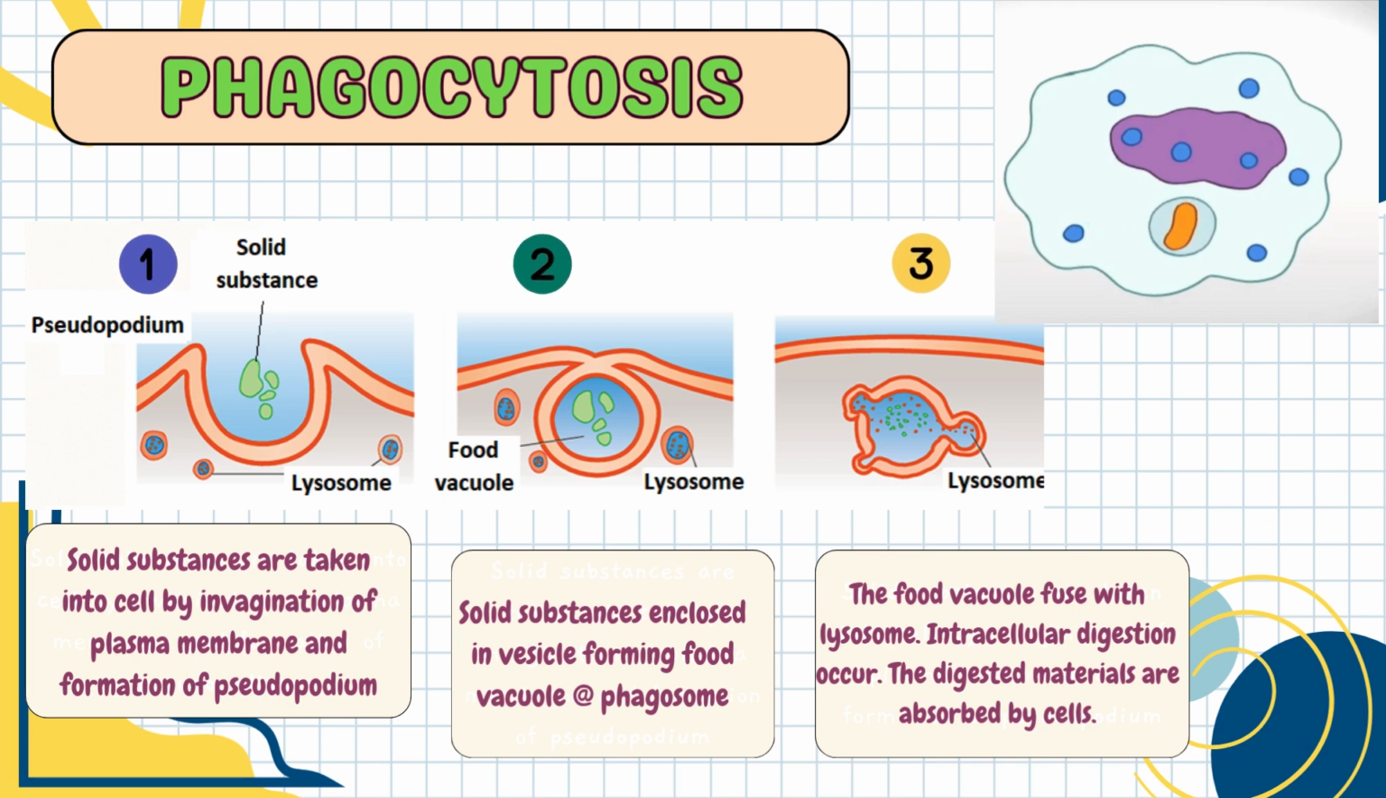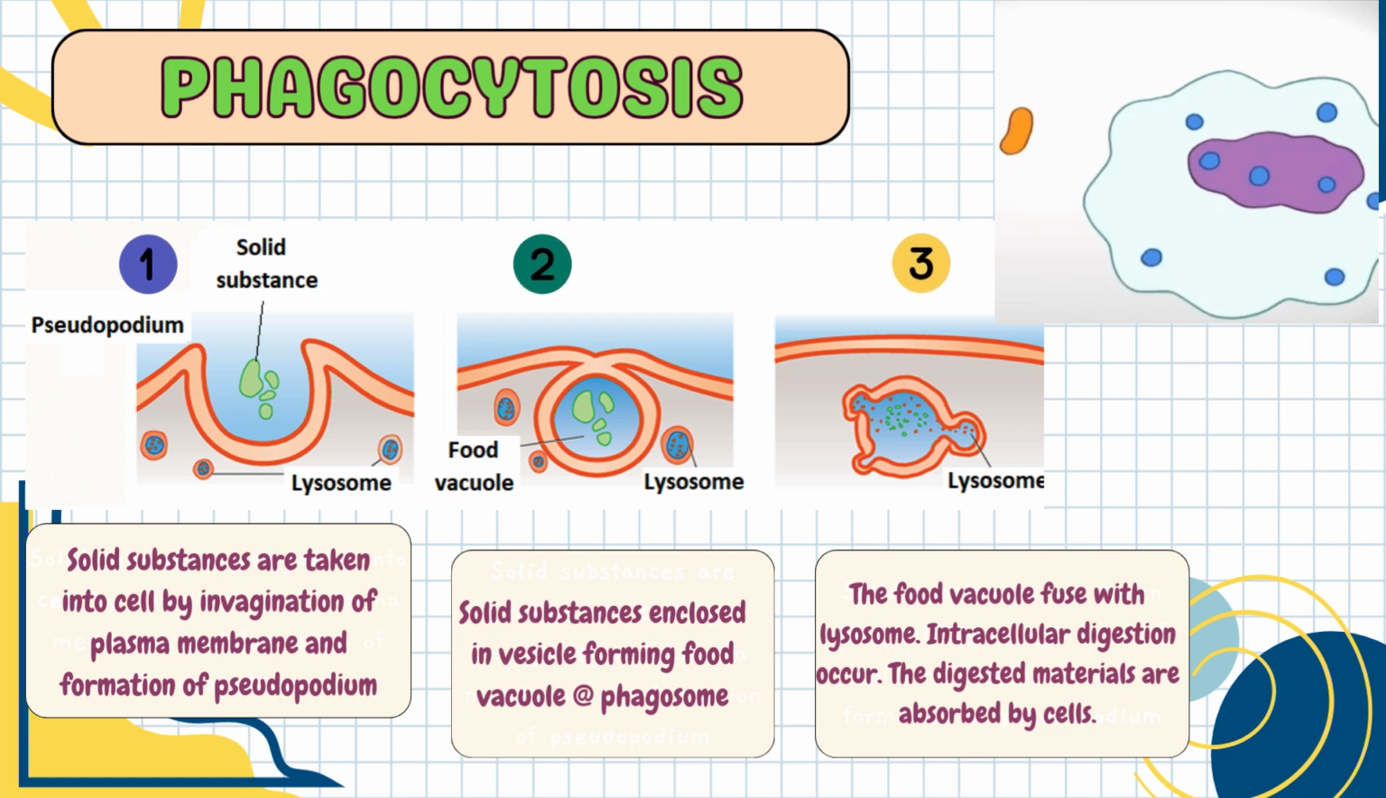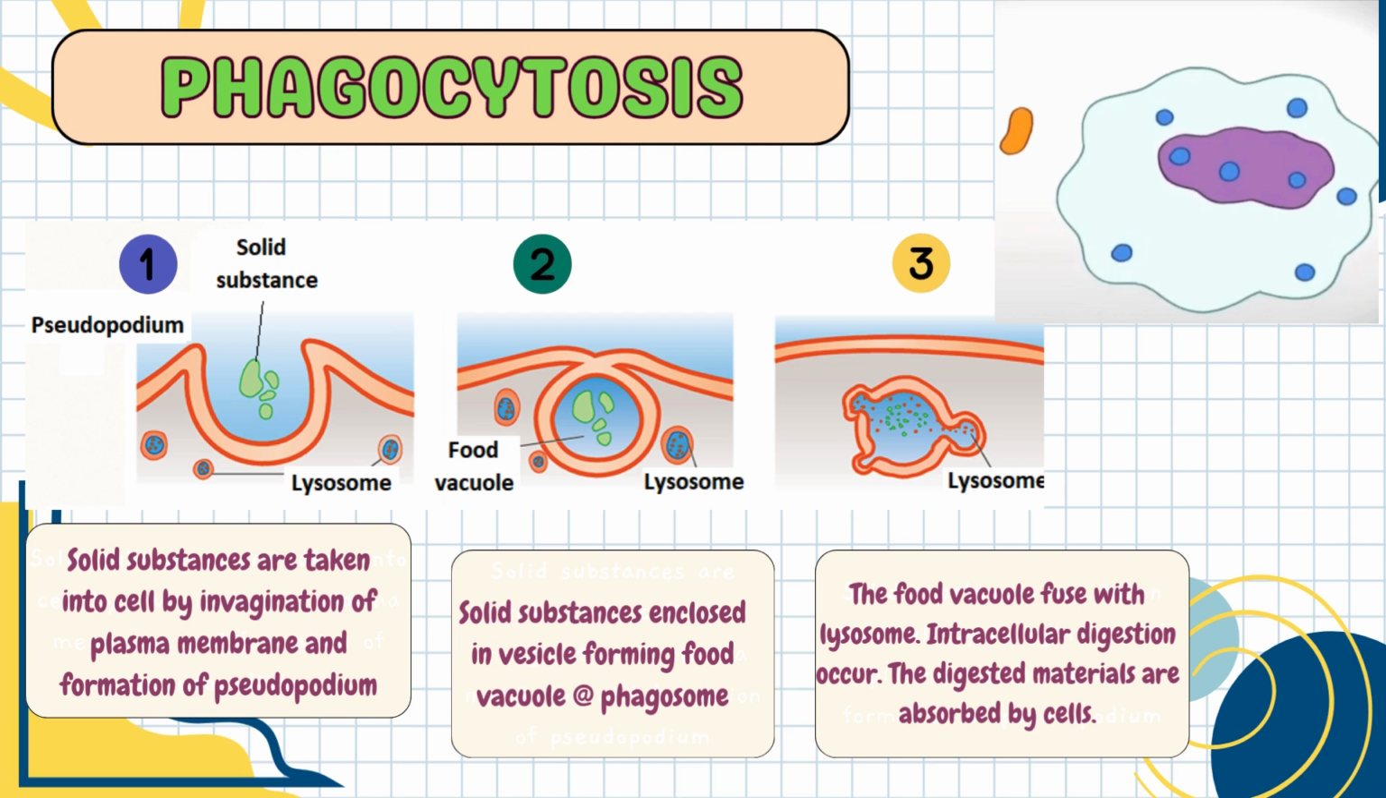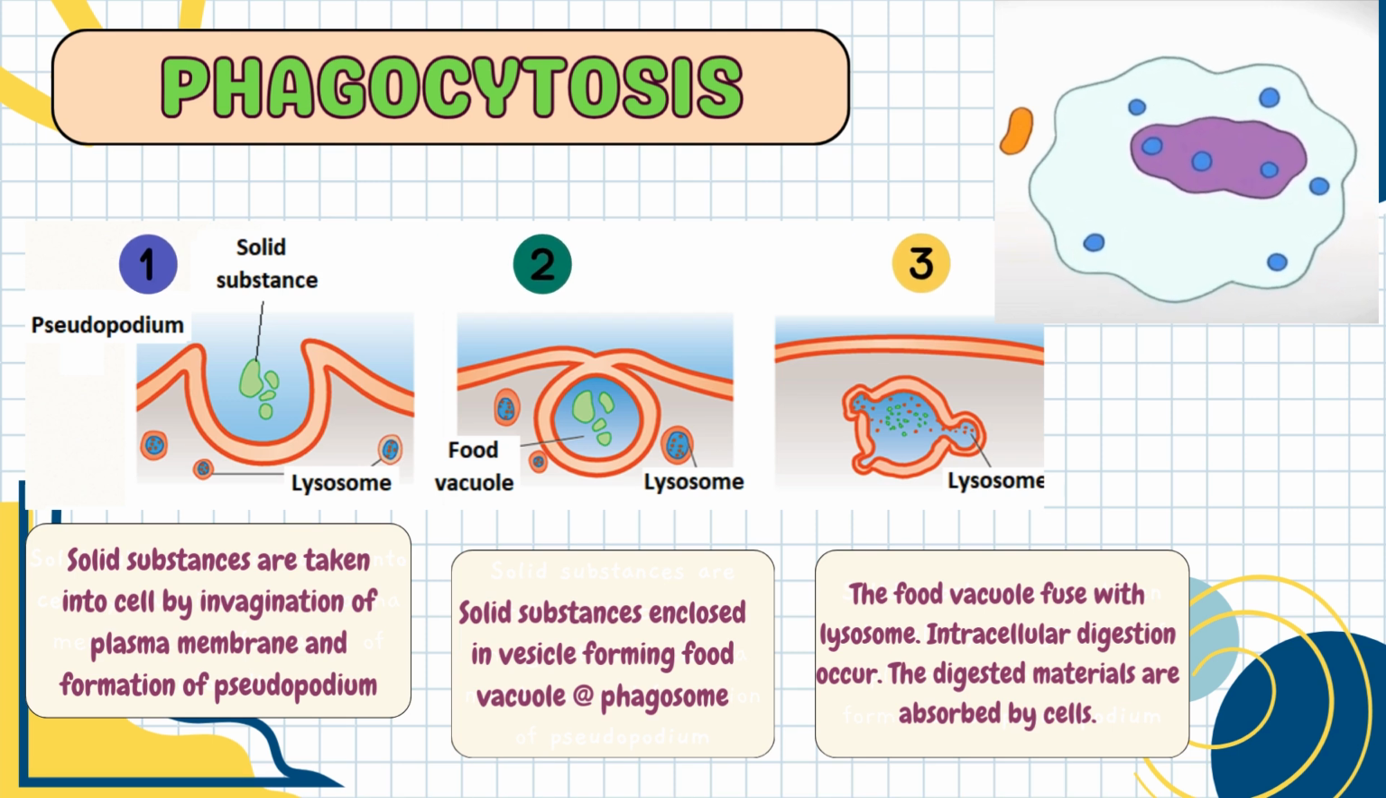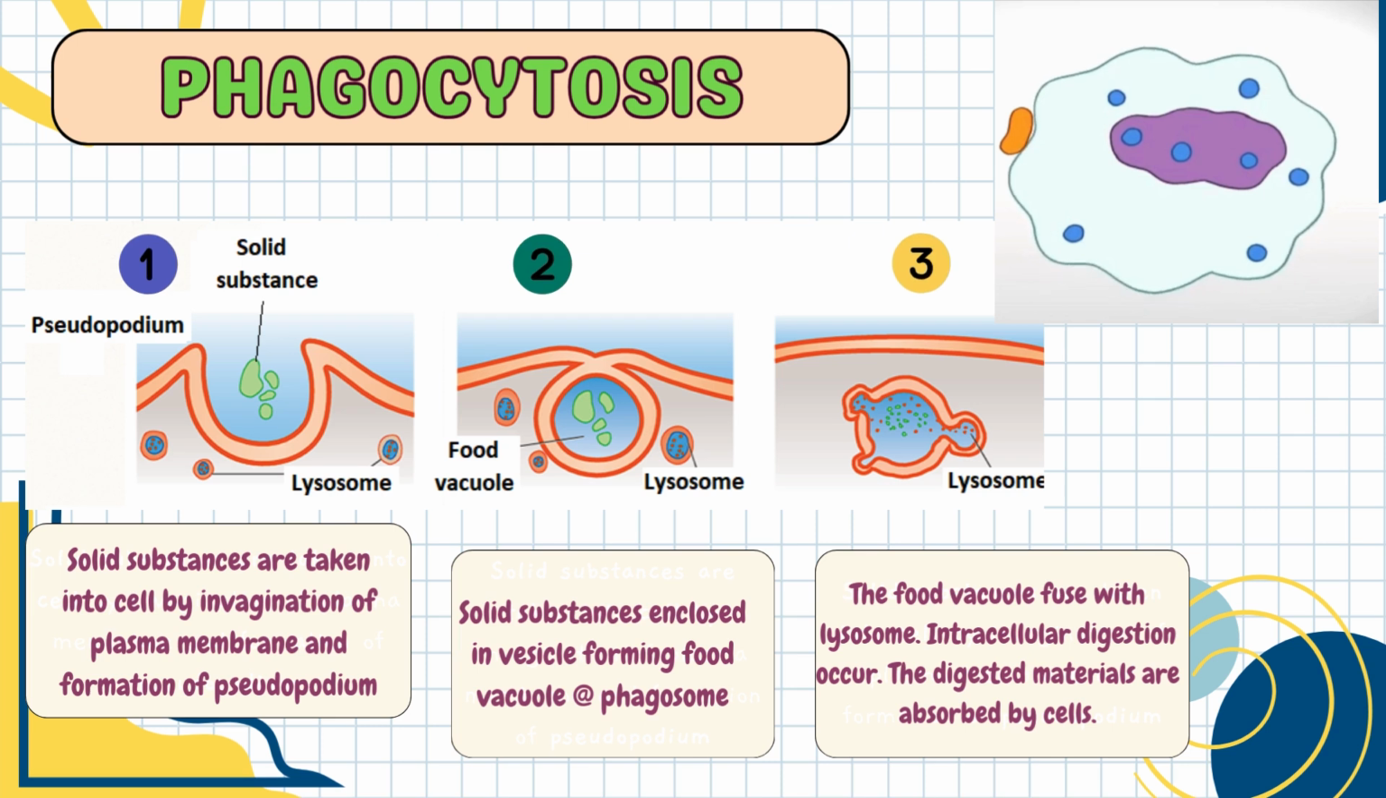Next, the vacuole fuses with a lysosome, an organelle that contains digestive enzymes. Inside this fused structure, intracellular digestion occurs. Finally, the digested materials are absorbed by the cell, providing nutrients or energy for cellular activities.